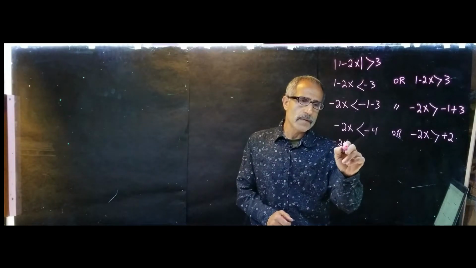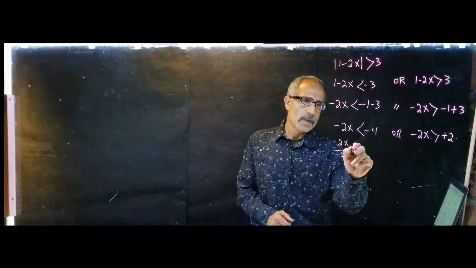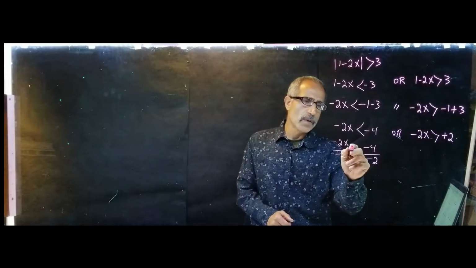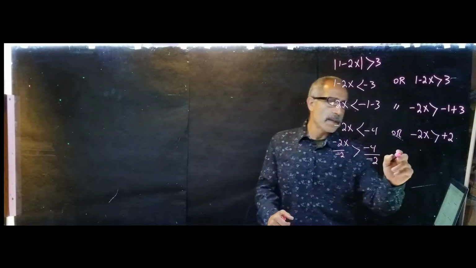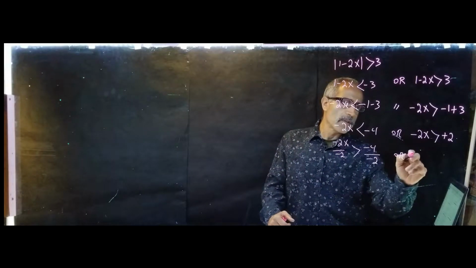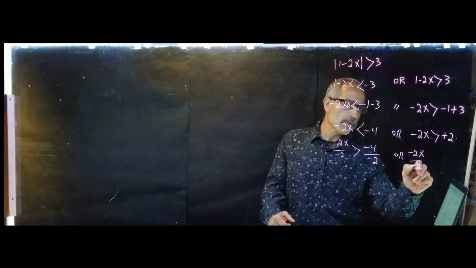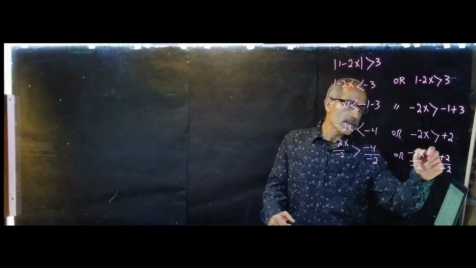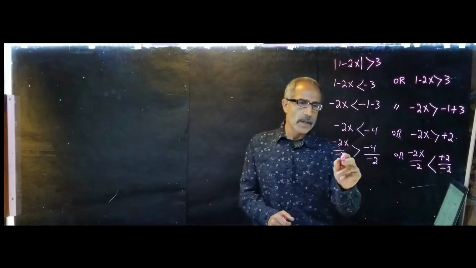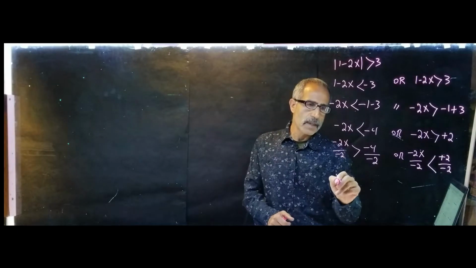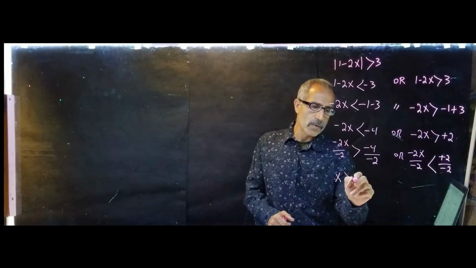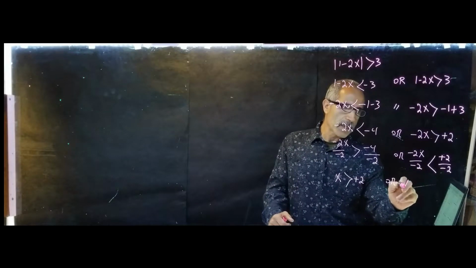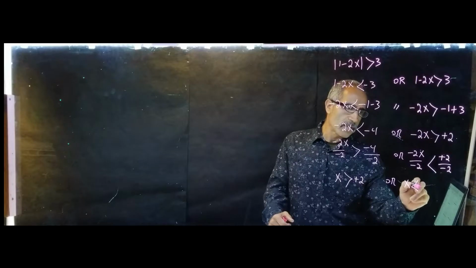Negative 2x divided by negative 2, and negative 4 divided by negative 2. Since we divide by negative 4, we're going to end up flipping. And here, same thing. We're going to have negative 2x divided by negative 2 and plus 2 divided by negative 2, and that's going to flip. So it's going to go this way. And now that's going to be positive x bigger than positive 2. And this one will become x less than negative 1.